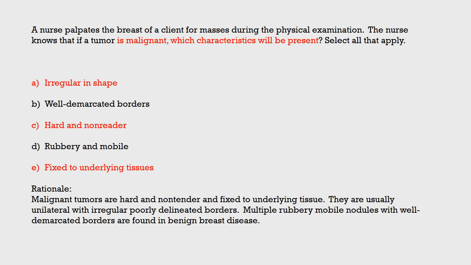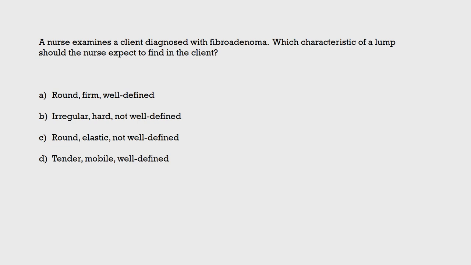Okay, so moving on to the next one. A nurse examines a client diagnosed with fibroadenoma. Which characteristic of a lump should the nurse expect to find in a client? So let's look at our keywords. So we're looking for characteristics of a fibroadenoma. So is it round, firm, and well-defined, irregular, large, and not well defined, round, elastic, and not well defined, tender, mobile, and well defined?